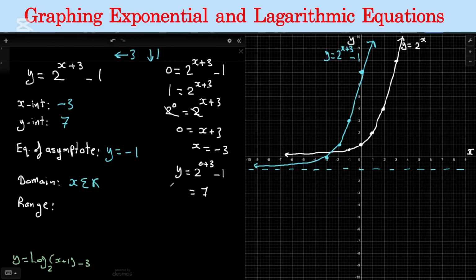But the range, if you look under the asymptote, the graph here, the blue graph, is not represented. So it starts from -1 on, and -1 is not included because you get close to it, but you never touch it. So the range would be y is greater than -1. And that's how you graph this exponential function.